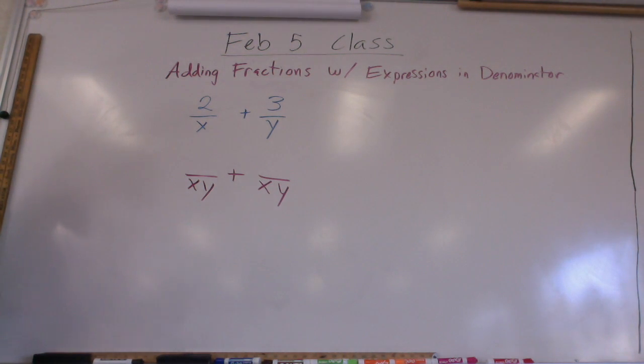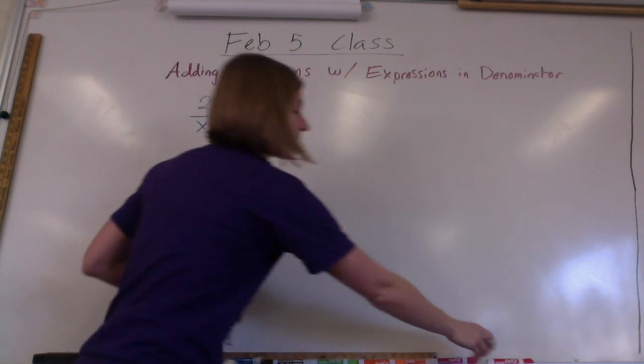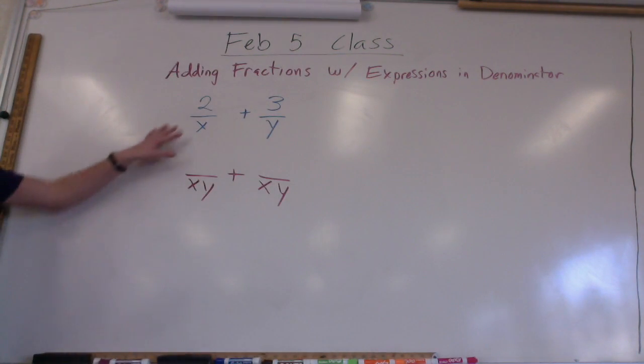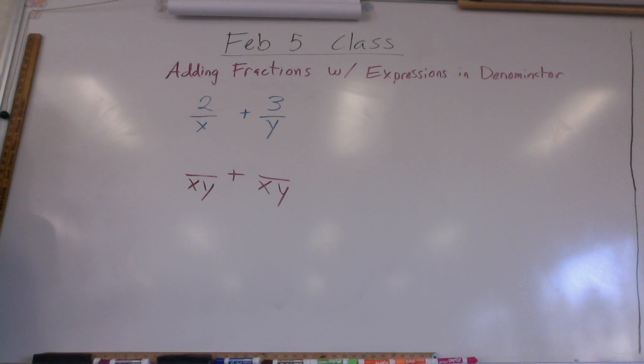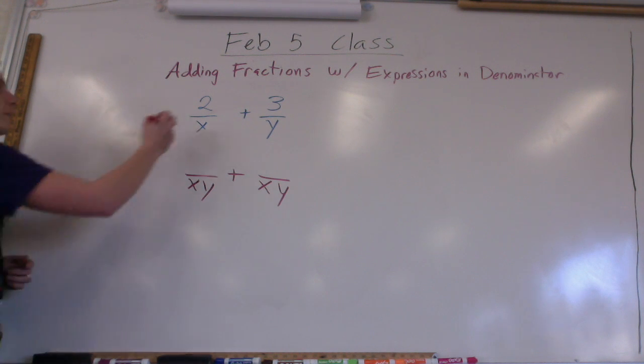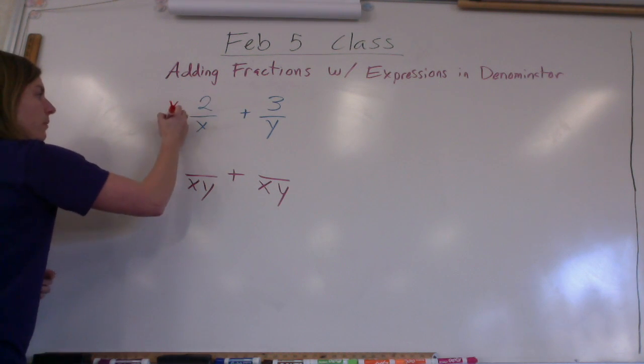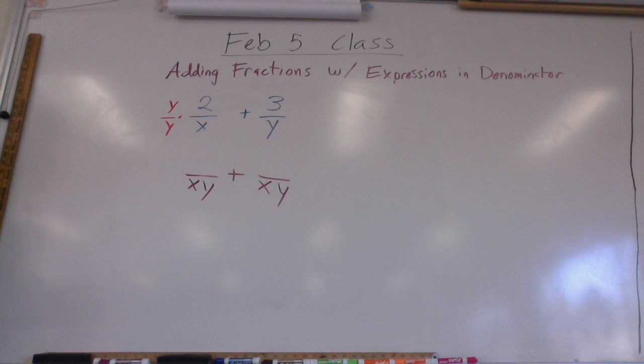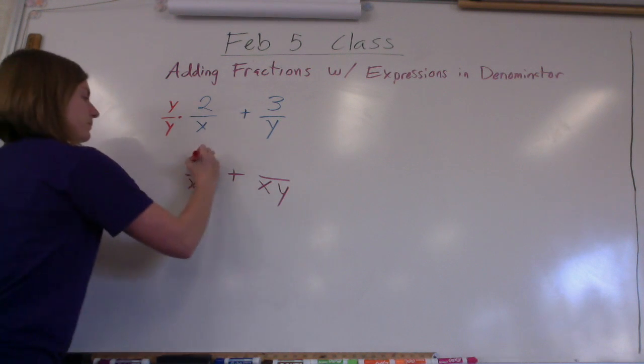All right, so if I want to have the denominator of xy, how can I change x to be xy? What do I need to multiply by? Caitlin? Y. I'm going to multiply top and bottom by y. So it's the same thing we were just doing before, now with a variable. It'll be 2y on top.